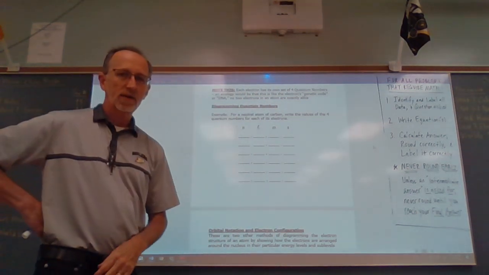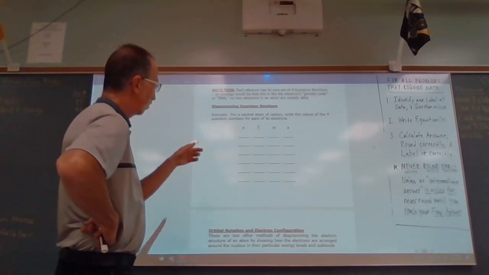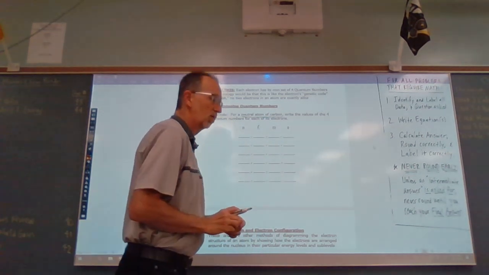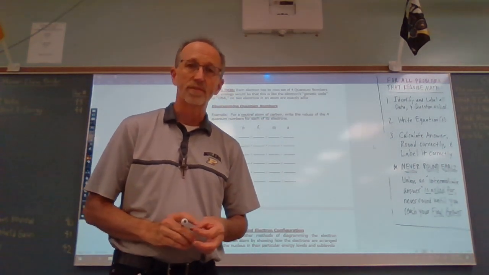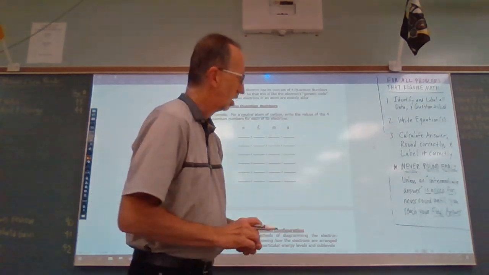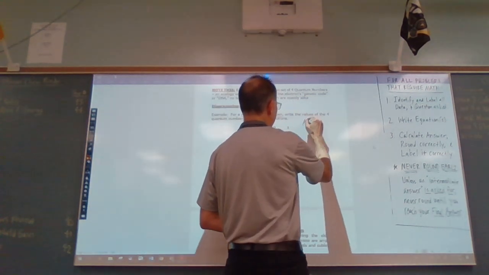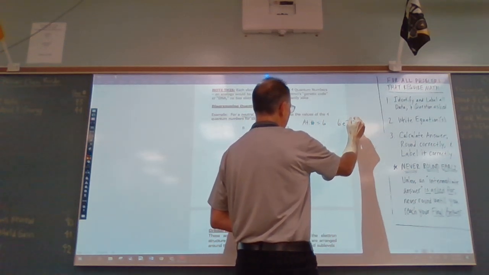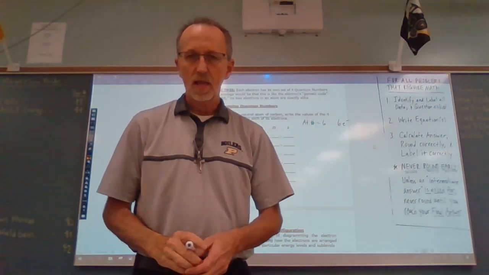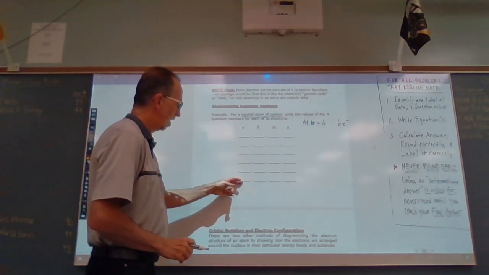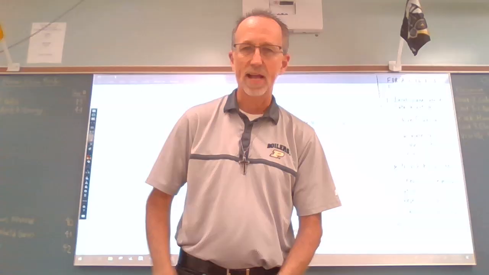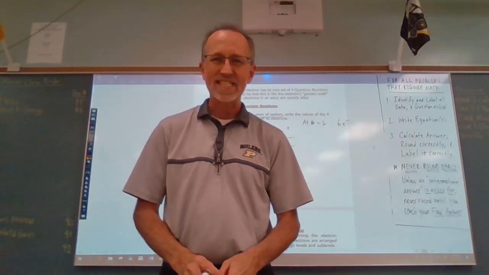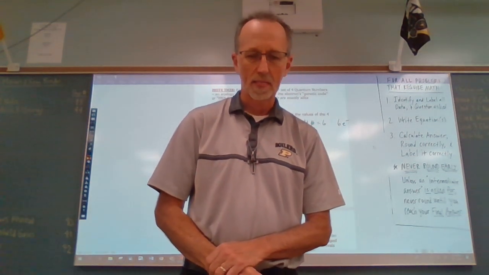So let's do a diagram of the quantum numbers of one of the elements here. For a neutral atom of carbon, write the values of its 4 quantum numbers. Well, carbon, how many electrons does carbon have? Its atomic number is 6, so that means that it has 6 electrons. 1, 2, 3, 4, 5, 6. 6 sets of blanks, imagine that. 6 electrons for carbon.